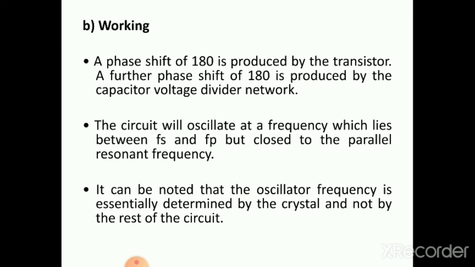The circuit will oscillate at a frequency which lies between Fs, that is the series resonant frequency, and Fp, that is the parallel resonant frequency, but close to the parallel resonant frequency. Though we call it in between these, it will be nearer to Fp, the parallel resonant frequency. It can be noted that the oscillator frequency is essentially determined by the crystal and not by the rest of the circuit.